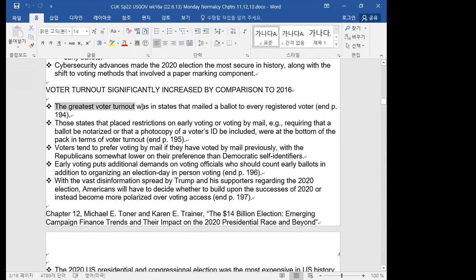The greatest voter turnout was in states that mailed a ballot to every registered voter. Those states that placed restrictions on early voting or voting by mail, for example requiring that a ballot be notarized, like you got to go to a notary public, or that a photocopy of a voter's ID be included, were at the bottom of the pack in terms of voter turnout. So I'm trying to remember what states required a photocopy of this. I think Texas might be one. I just had to put down my driver's license number.